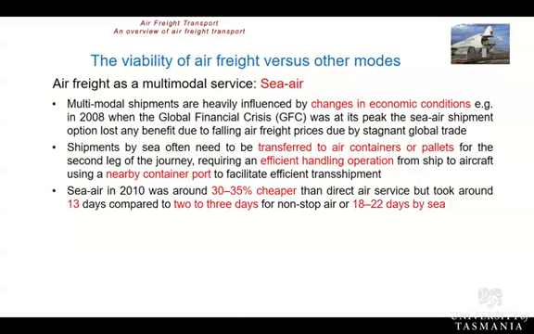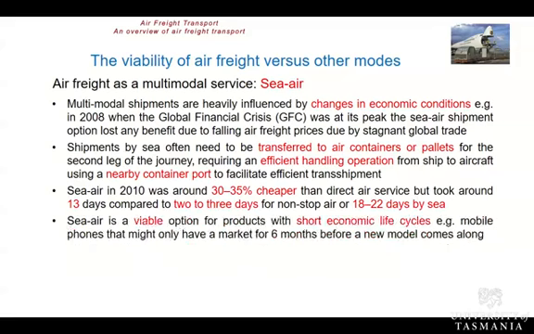Now, in 2010, taking up this sea-air option presented you with an opportunity to save about a third of the cost of moving those goods to that destination. So 30% cheaper than just doing it straight air. That is quite a considerable saving. I suppose the other thing that you balance that out with is the fact that it does take a significant amount longer. It's going to take you something like 13 days to get to that long haul destination. If you were sending your goods there directly, it would probably take you 2 to 3 days. And if you were sending it just by sea, it's taking you around about 18 to 22 days. So I guess it's just the determination of what situation you find yourself in.